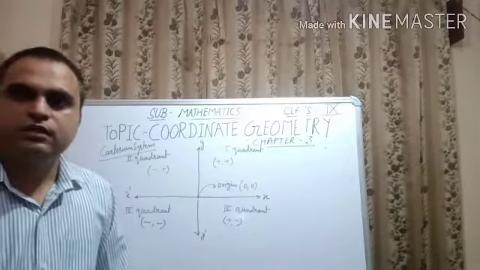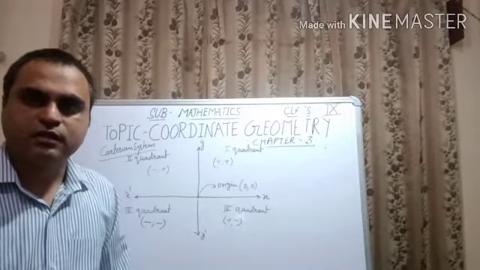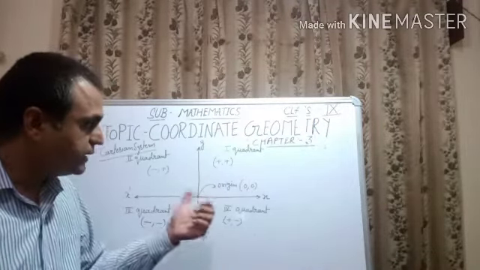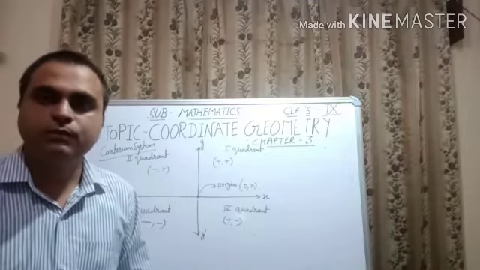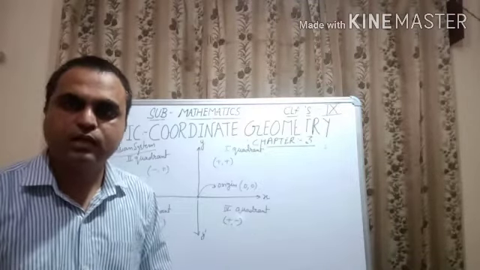In the next session we continue our chapter again, and by these quadrants we plot the points on the Cartesian system.